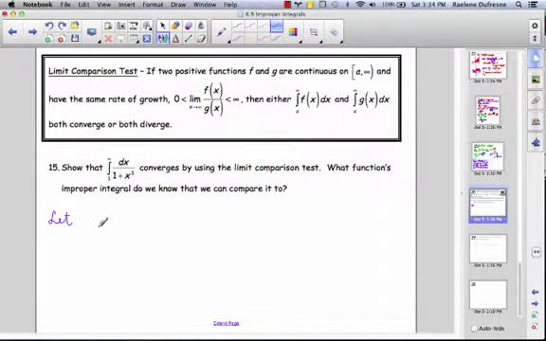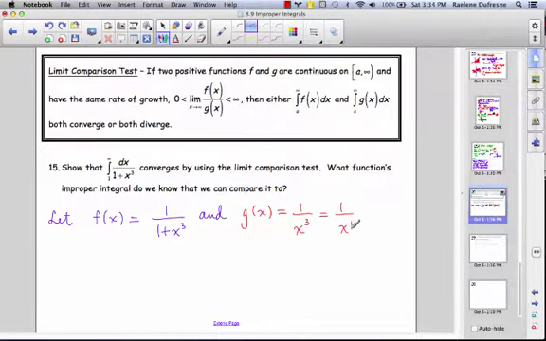Let's let f of x be the given function, and g of x be a simpler function whose behavior we know. Without the plus 1 here, we have a function 1 over x cubed, which is of the form 1 over x to the p, where p is equal to 3.